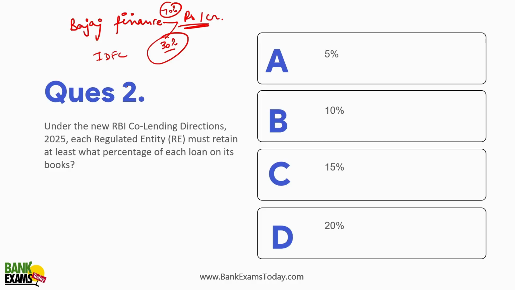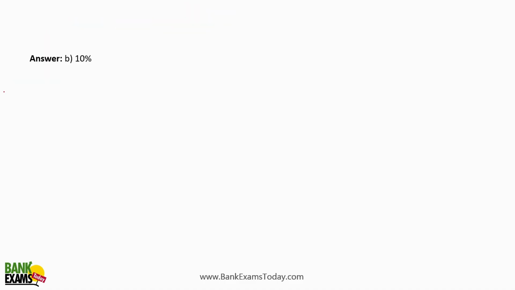According to the new directions, each entity should be having 10%. This is the answer. They should be having 10% of the loan in their books. So if it is a 1 crore rupee loan, and there are two parties, each of them should be having at least 10 lakh rupees, or 10% of the loan, in their books. So this is a very important question.